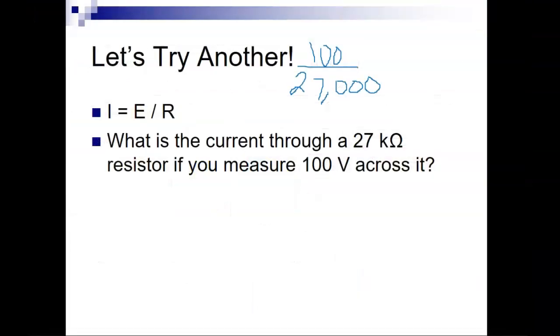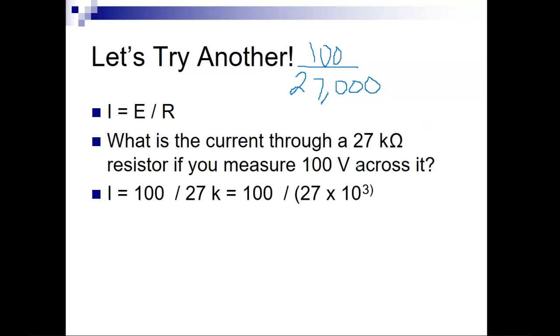All right, so looking at this, we have our resistance and our voltage. What you should do is 100 divided by 27 kiloohms, which should give you 3.7 milliamps. Does that resonate with all y'all?